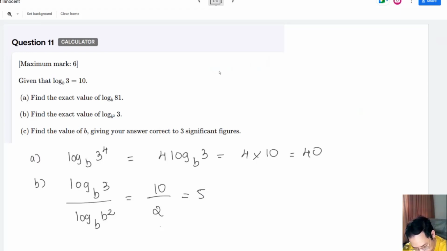Find the value of b. Use GDC, the calculator.